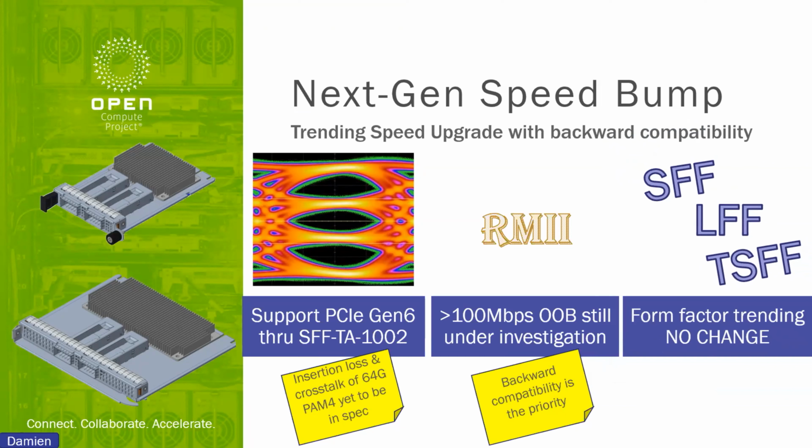Based on what we see so far in our investigation, the form factor for the OCP NIC 3.0 to support the next gen speed bump, including PCIe Gen 6, is no change. Our small form factor, large form factor, and the newer tall small form factor have enough headroom to take care of additional thermal challenges from the speed bump of PCIe Gen 6, which potentially supports up to 800G service.